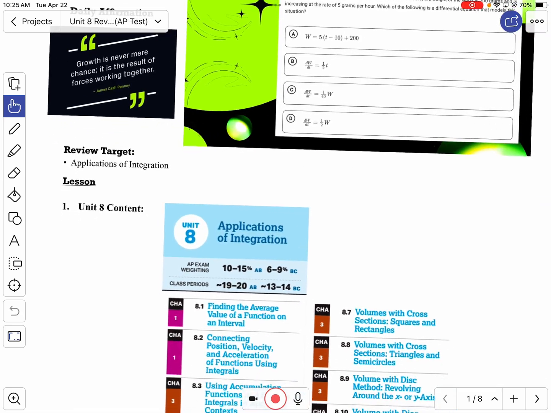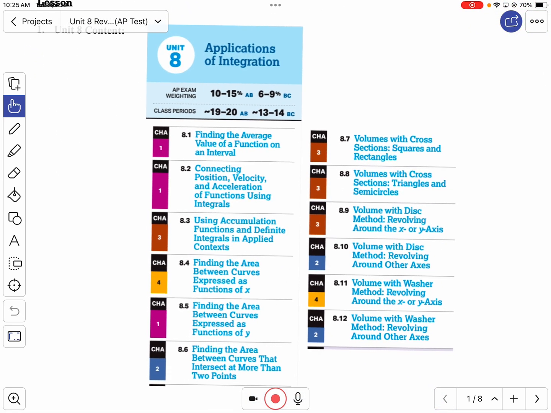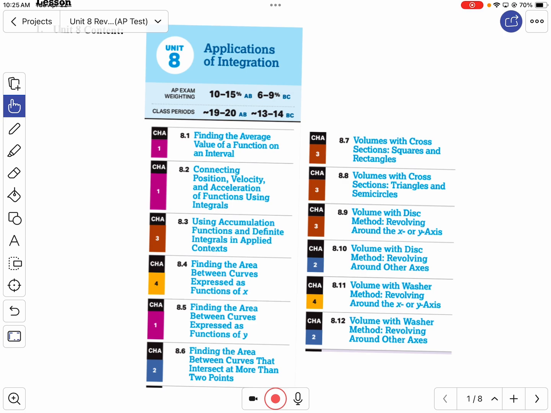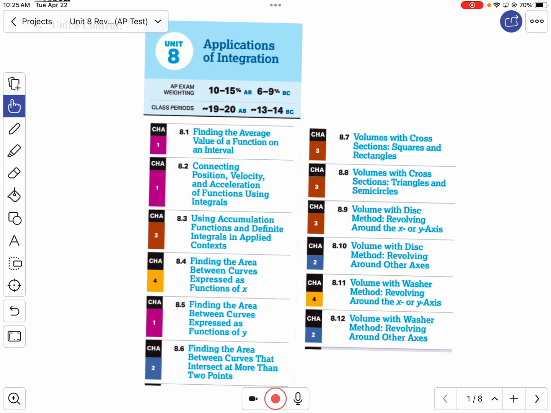Okay, so Unit 8 was all about applications of integration. Once we got to the end, we kind of started limping all of those together and doing 2 things a day just to get through those last few methods. It was average value, how we connect position, velocity, acceleration, and then accumulation in general, area between 2 curves, regardless of how it was ordered, okay? Then we did volume with cross sections, volume with discs, volume with washers, all right? So those are the things we did in that.